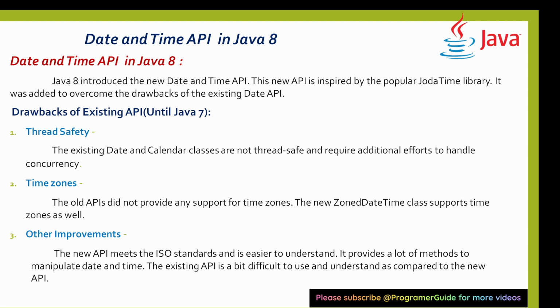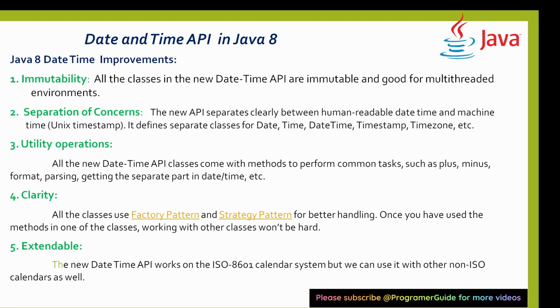The new API meets the ISO standards and it is easy to understand. It provides a lot of methods to manipulate dates and times. The existing API is difficult to use and understand compared to the new API. Let's see the advantages of using the Java 8 date and time API.